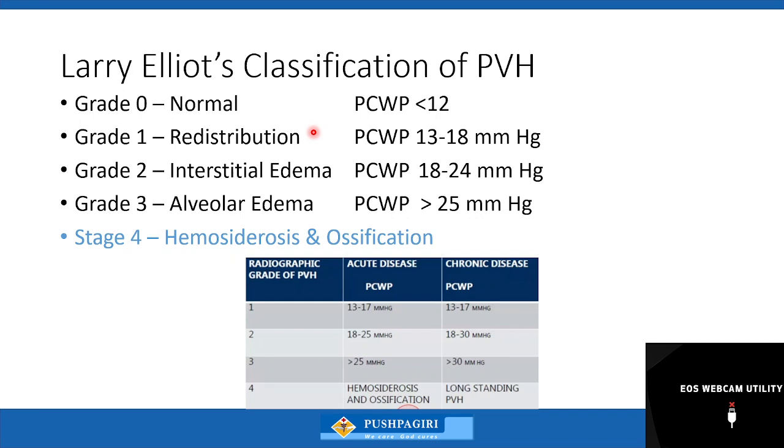This used to be very common for all the patients with MS. Now we are not seeing this because people get operated on earlier. Our values are not important. Why do you get this redistribution? The reason for redistribution is that when there is destruction, there will be opening up of the upper vessels.